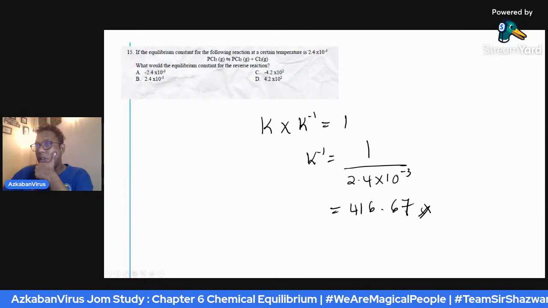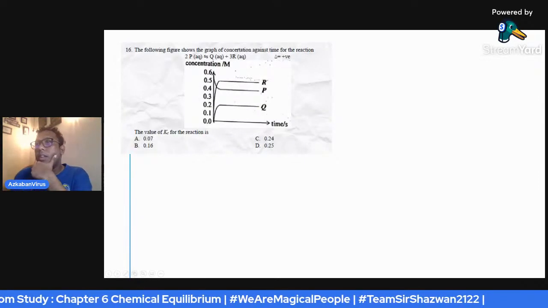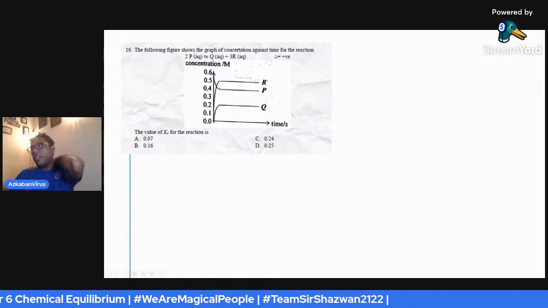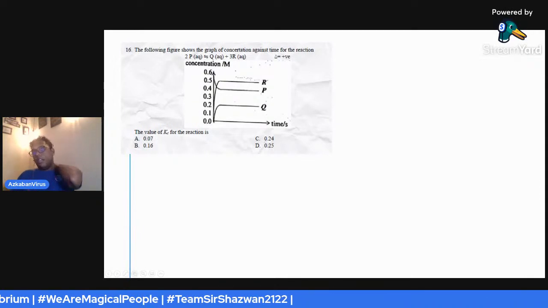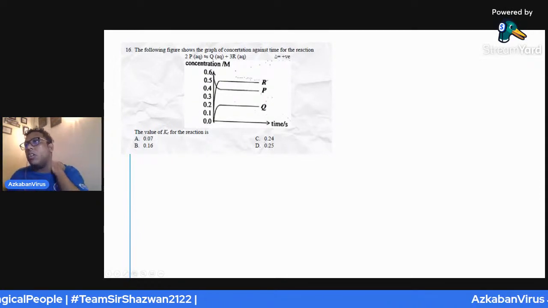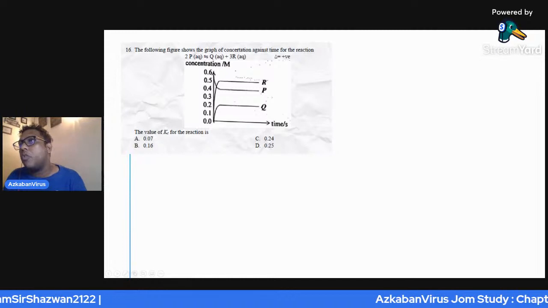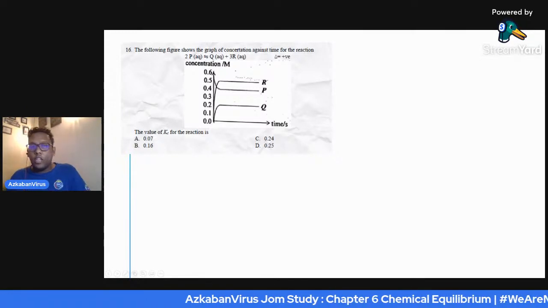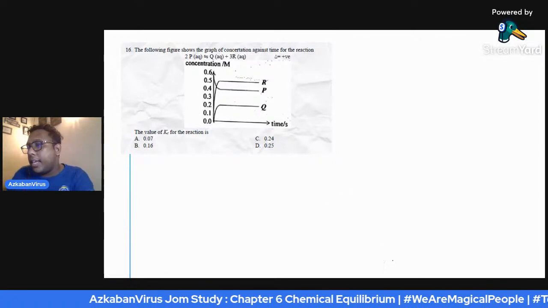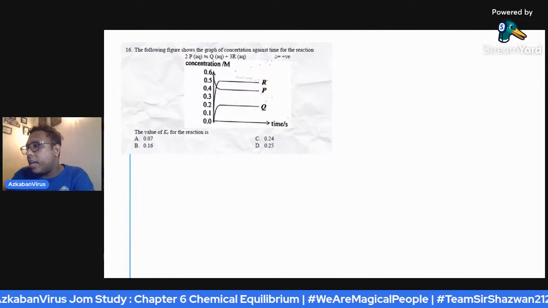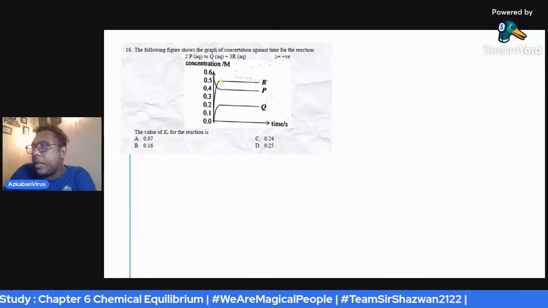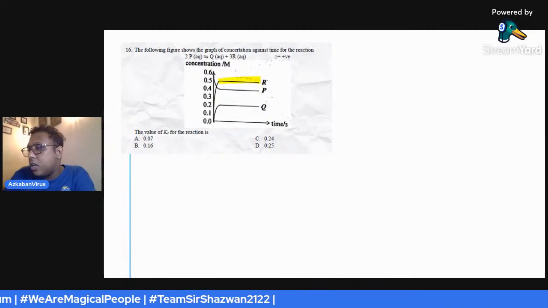Okay, next one. The following figure shows the graph for concentration against time for the reaction 2P is equal to Q plus 3R. What is the value of Kc of the reaction? Remember, kita nak nilai yang constant. So, nilai yang constant dia adalah pada bila dia tetap ni. Okay, so ini adalah R akan jadi nilai dia 0.5.